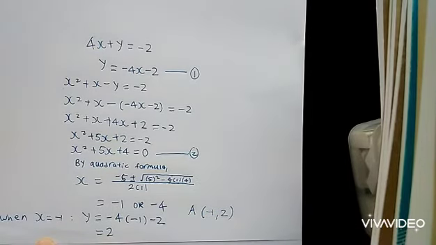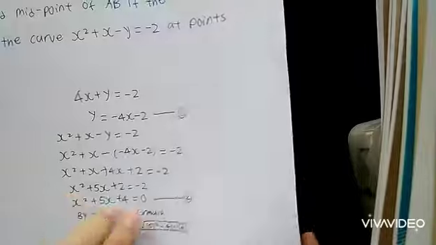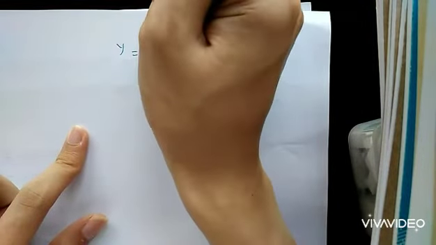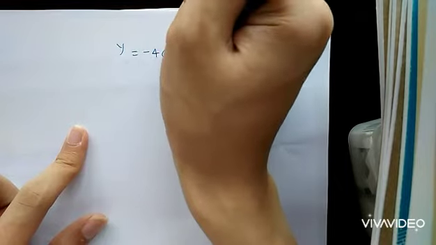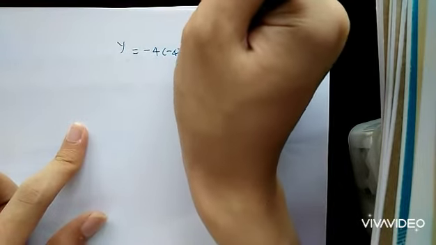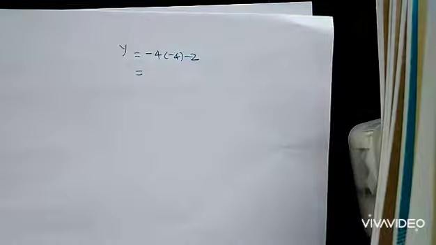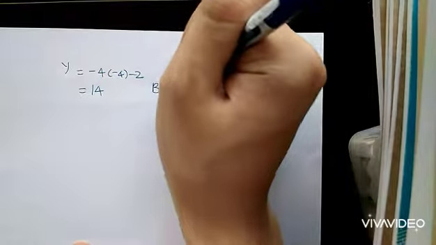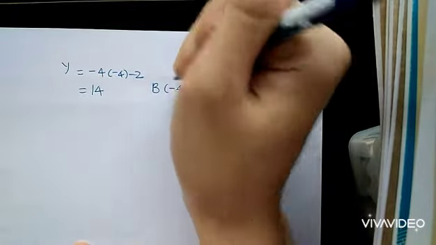Now I will use the next piece of paper because I'm running out of space. y equals negative 4 times negative 4 minus 2. And calculate it, you get 14. So the coordinates of B is negative 4, 14. So I write the coordinates of A here for easy reference.